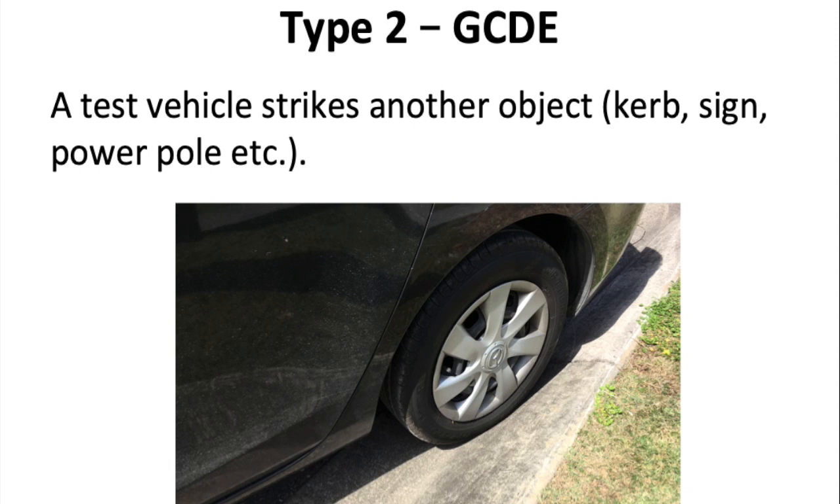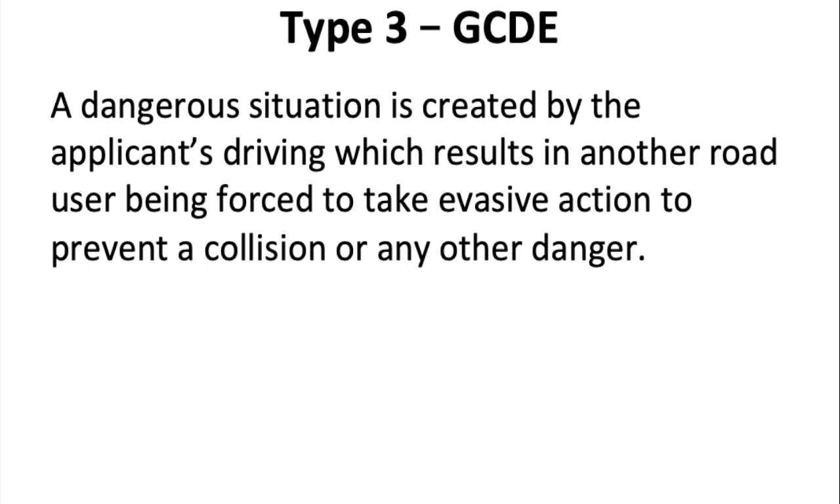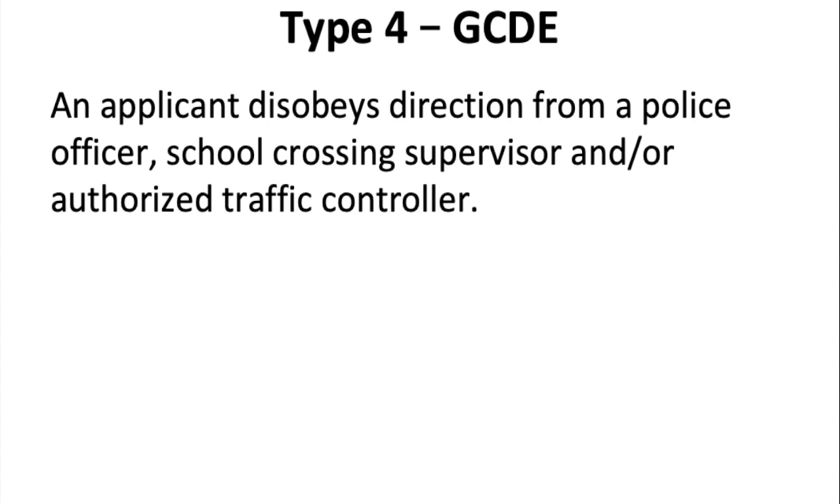Type 2 General Critical Driving Error. A test vehicle strikes another object, curb, sign, or power pole. Type 3 General Critical Driving Error. A dangerous situation is created by the applicant's driving, which results in another road user being forced to take evasive action to prevent a collision or any other danger. Type 4 General Critical Driving Error. An applicant disobeys direction from a police officer, school crossing supervisor, and/or authorised traffic controller.